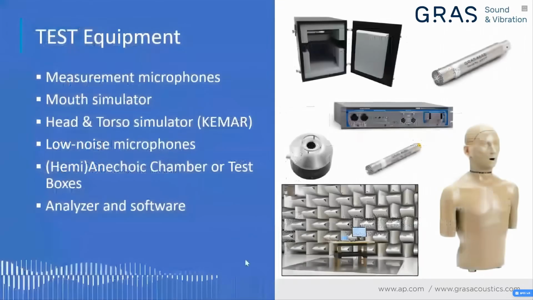So to continue, we will talk about the test equipment. Actually, selecting the right measurement equipment is as important as having the right setup. So for example, we will need to select measurement microphones like the ones we see over here. We might need a mouth simulator like the one we see over here that we can use as a sound source. We might use a head and torso simulator. In the case of GRAS, we have the KEMAR that can be equipped with a mouth simulator inside the head, but it also can be used with binaural microphones or ear simulators in the ear positions.